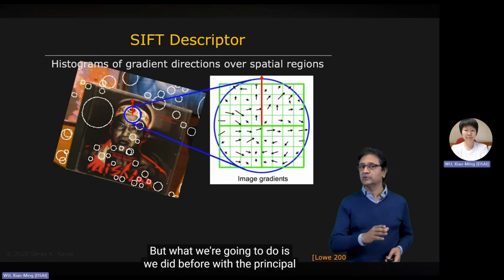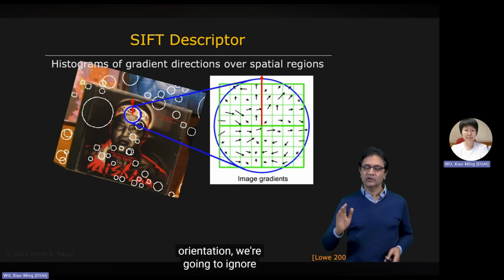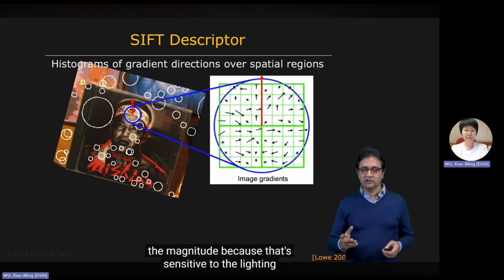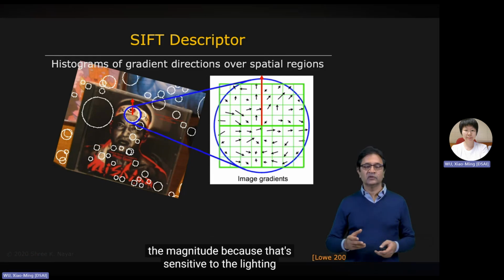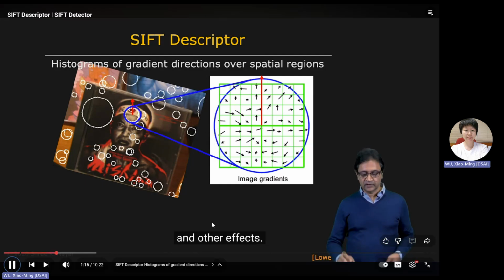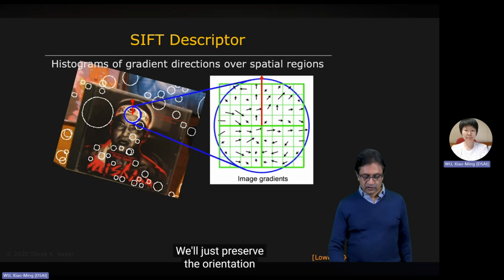But what we're going to do, as we did before with the principal orientation, is ignore the magnitude because that's sensitive to lighting and other effects. So here, one approach is to ignore the magnitude, but you can also consider the magnitude. You can also include the magnitude information when you count the histogram. But of course, this will lead to slightly different results. We'll just preserve the orientation of each edge in here.